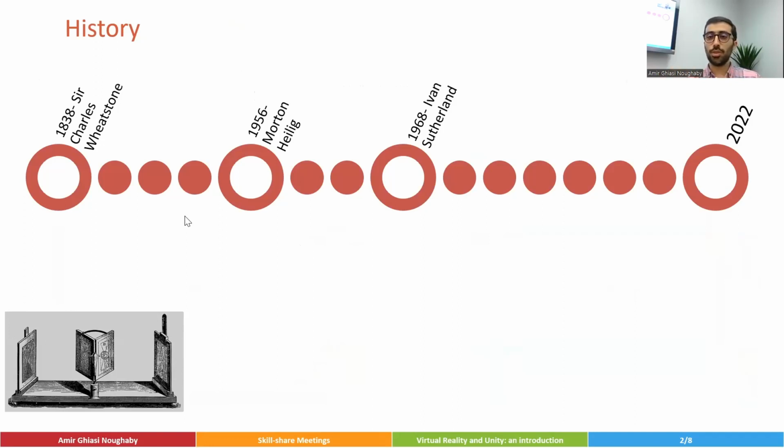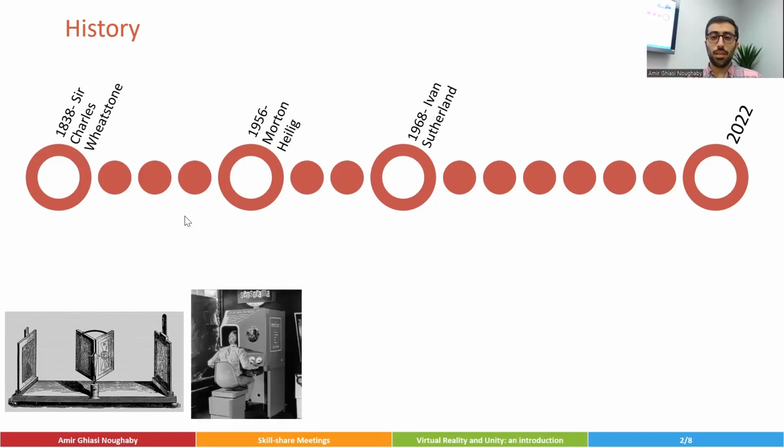If I want to give a brief timeline, in 1838, we experienced our first 3D graphics with a device called a stereoscope, invented by Charles Wheatstone. Then in 1956, Morton Heilig invented a device called Sensorama. It was a machine equipped with a seat that played 3D movies, gave off odors, and generated vibration to make the experience as lifelike as possible.